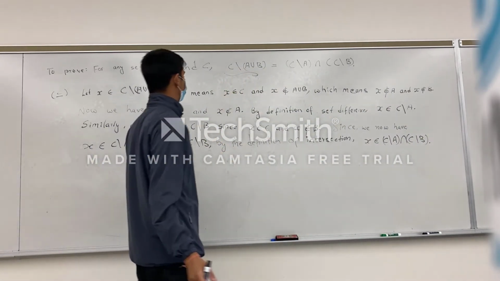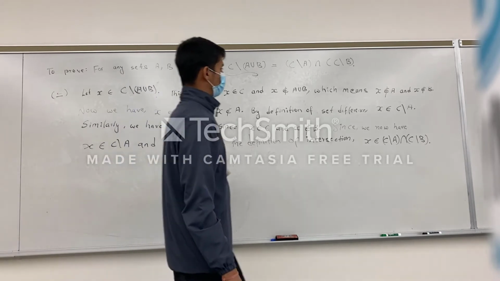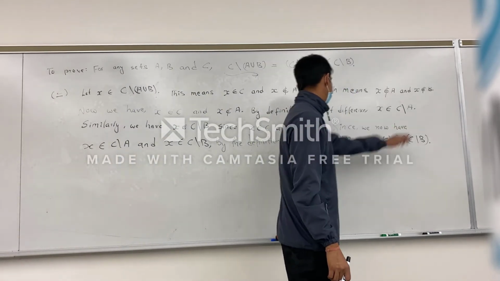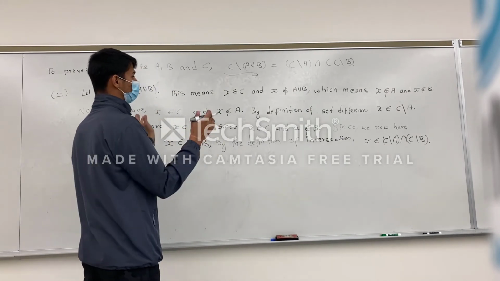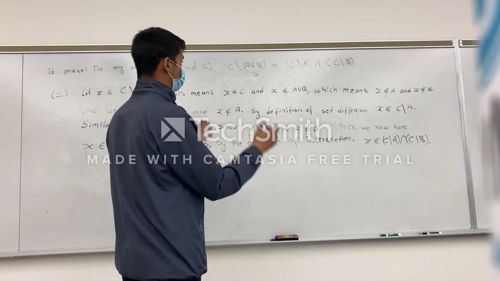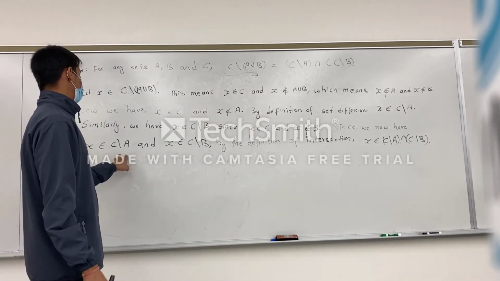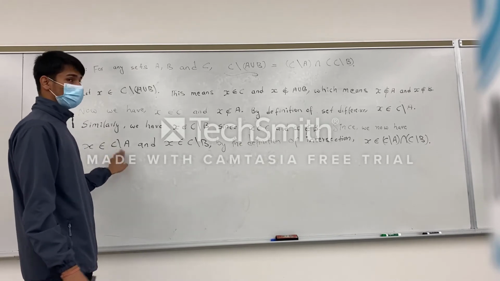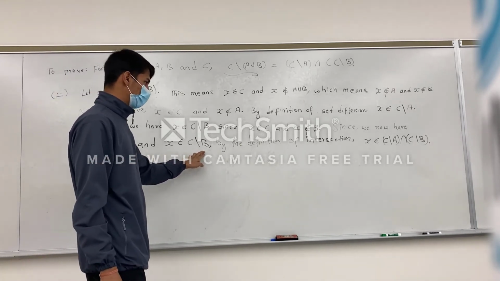Now, when we put these things together, we have x belongs to the set difference of C and A, and x belongs to the set difference of C and B. So if we put these two things together, we have x belongs to C, x belongs to the set difference of C and A, and x belongs to the set difference of C and B.